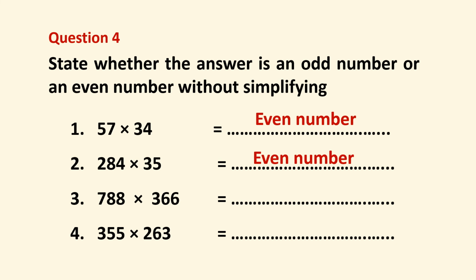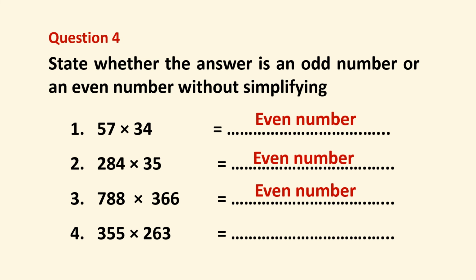So 788 is an even number since 8 is an even number. 366 is also an even number since 6 is an even number. Therefore, it's like multiplying two even numbers together. So the answer also should be an even number.